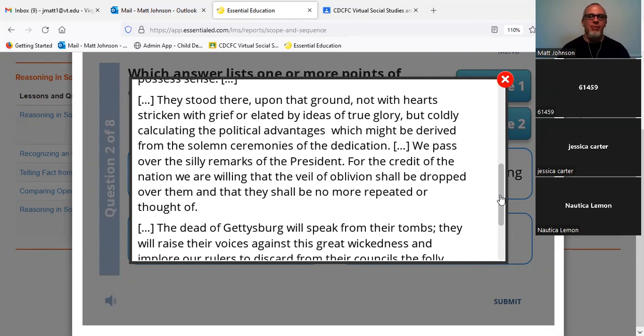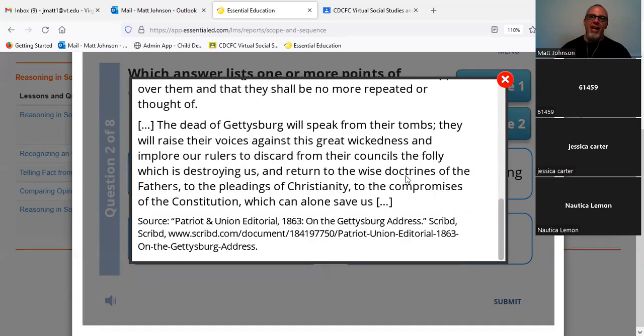For the credit of the nation, we are willing that the veil of oblivion shall be dropped over them and that they shall be no more repeated or thought of. The dead of Gettysburg will speak from their tombs. They will raise their voices against this great wickedness and implore our rulers to discard from their counsels the folly which is destroying us, and return to the wise doctrines of the fathers, to the pleadings of Christianity, to the compromises of the Constitution, which can alone save us.